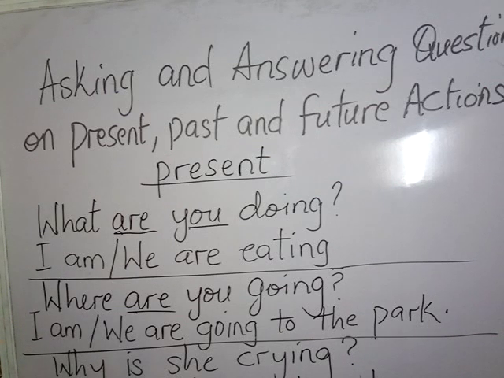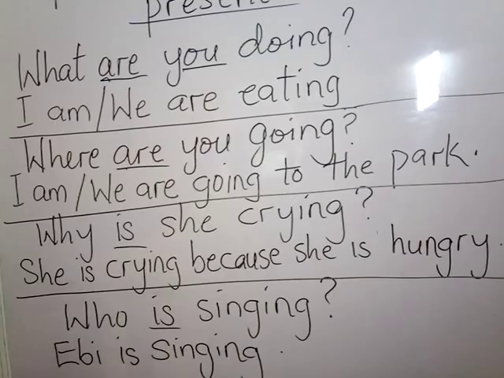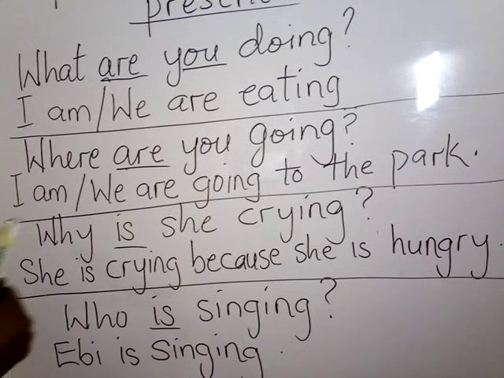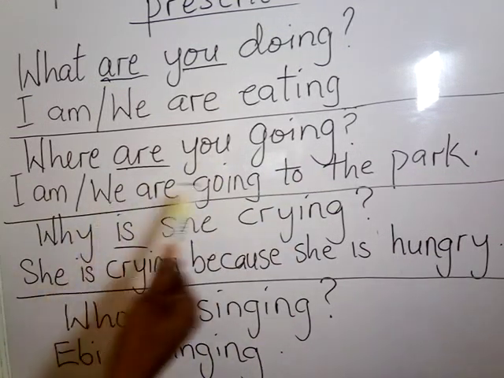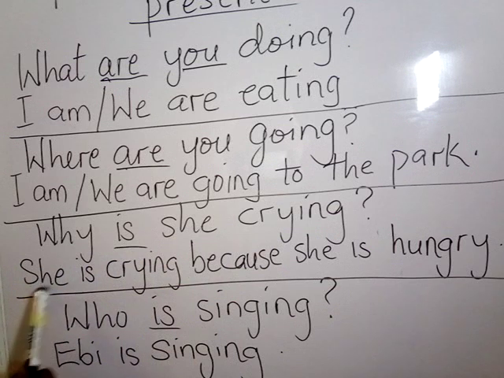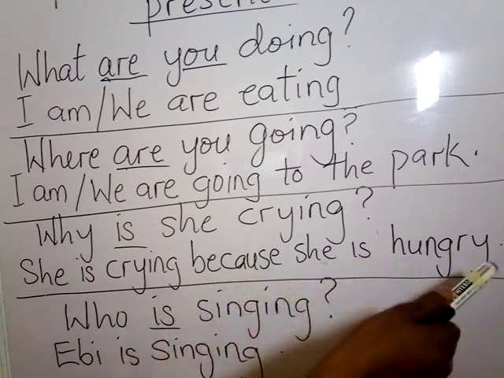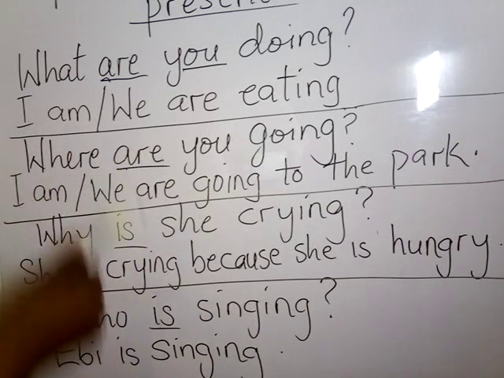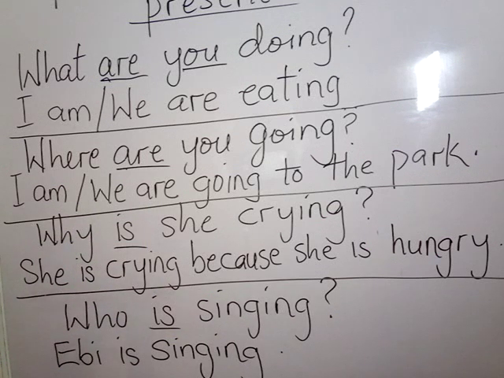Okay, so the next one we're going to look at is asking and answering questions on the past. Okay, so sorry about that. Just noticed that this part wasn't visible to us. So where are you going? I am going, or we are going. Why is she crying? She is crying because... Okay, just for you to see the words. Who is singing? Abby is singing, John is singing, Sarah is singing. Okay, just for us to see this down part. Sorry about that. So next we go on to asking and answering questions on past actions.